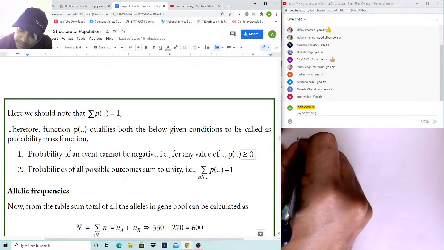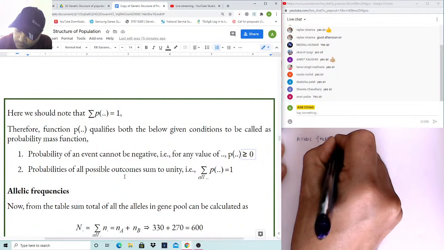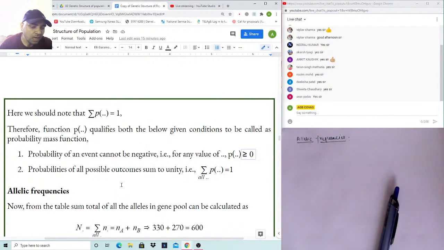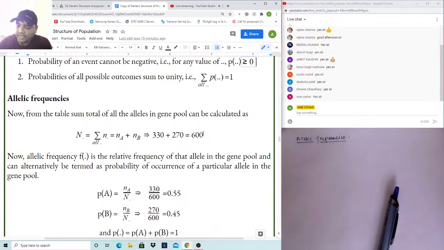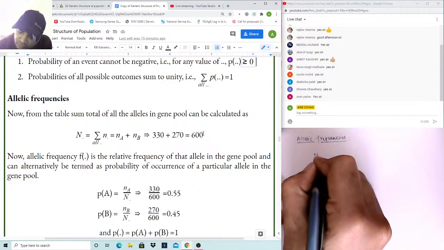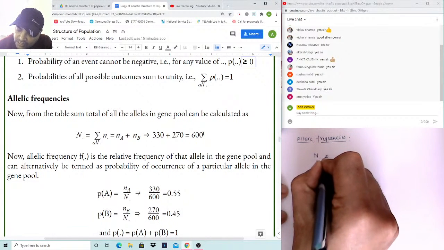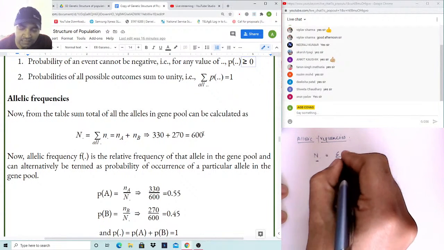So allelic frequencies. Now, from the table, the sum total of all the alleles in the gene pool can be calculated. In the table, n dot dot was the total number of genotypes, and n dot will be the total number of alleles, which is nothing but the gene pool. So it will be equal to the sigma of all these n dot.